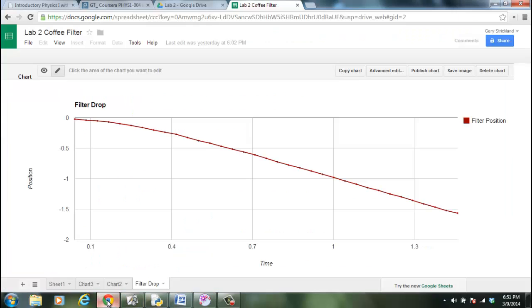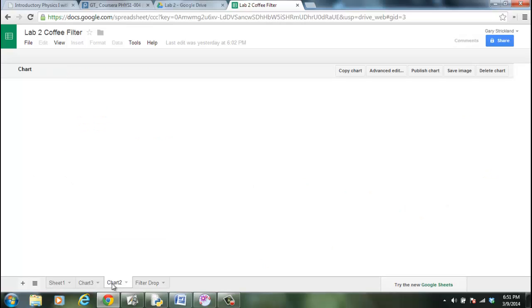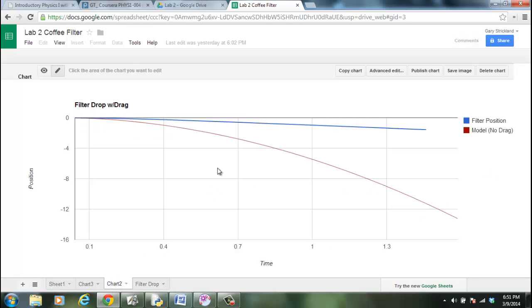In the first run through, we set b equal to 0, and so without a drag force, running the model and then inserting the data into Google, we can see here that what the model predicts and the actual filter position is very different. There was a significant change due to the action of air resistance.